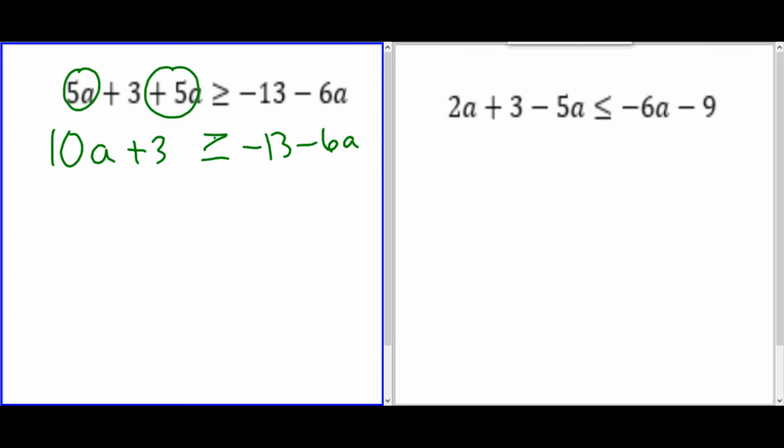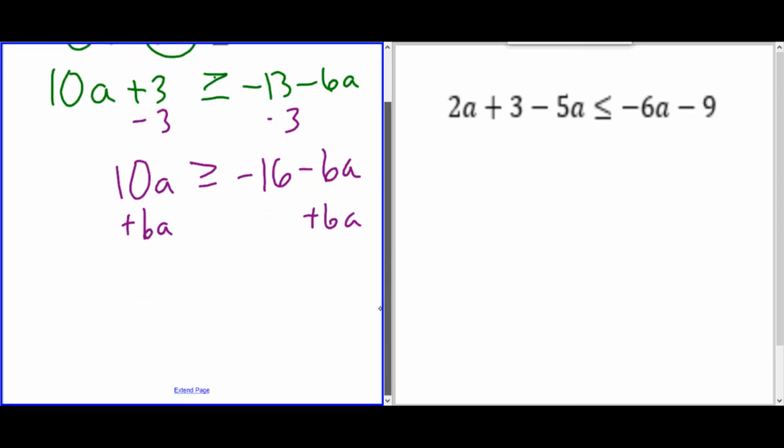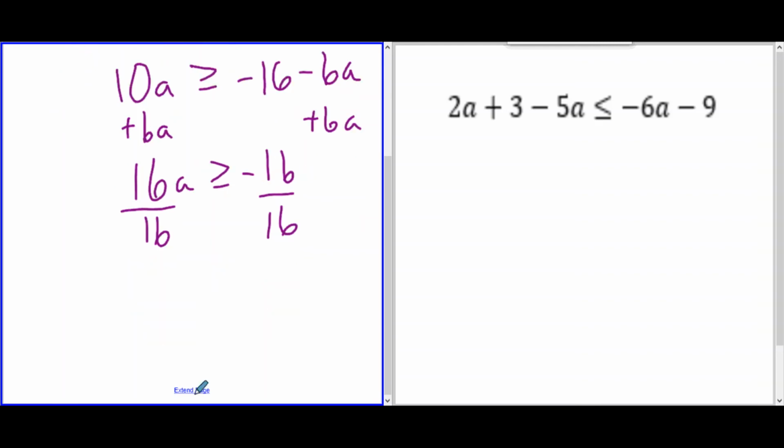So we could subtract 3 from both sides. So this will get us 10a is bigger than or equal to -16 minus 6a. Then we'll add 6a to get it over to be with the other a's. So this is 16a is bigger than or equal to -16. Divide both sides by 16. So a is bigger than or equal to -1. So that's my solution there.